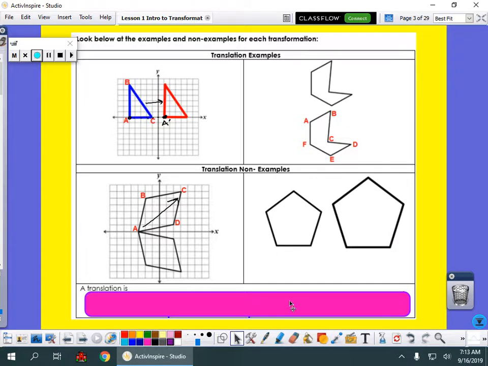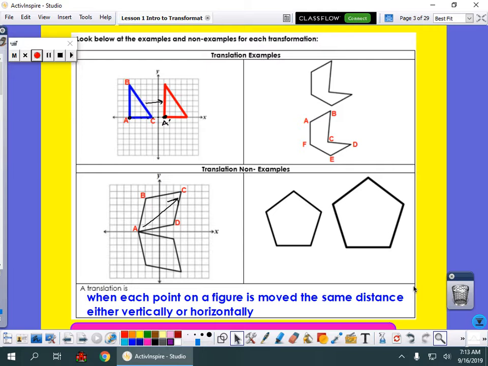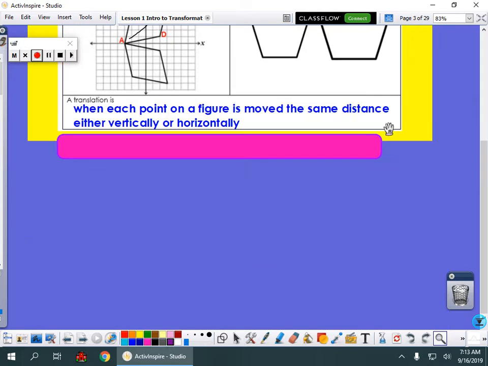So our formal definition of translation, I'm going to put this up higher so you can all see it. When each point on a figure is moved the same distance, either vertically or horizontally. Notice we're not going in a diagonal. Okay, we're either talking about vertical or horizontal movement.